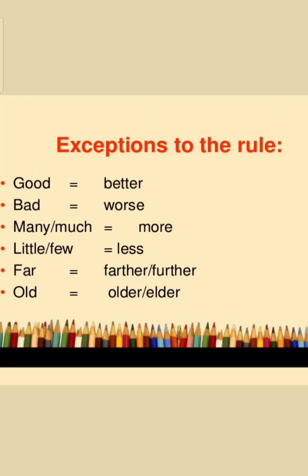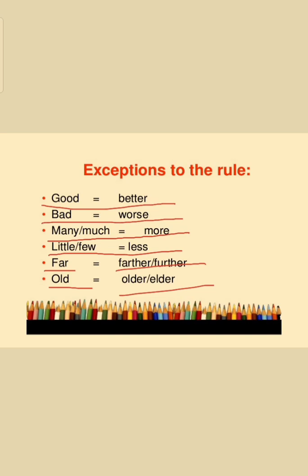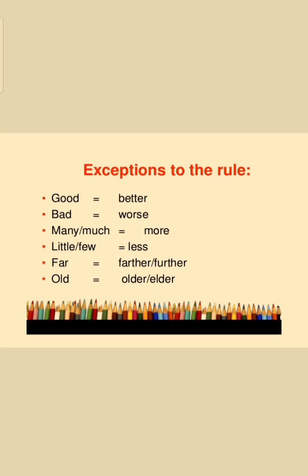However, there are some exceptions. এই words কেইটাই কোনো rules follow নকৰে, exception হয়. So they are out of the rules: good, better; bad, worse; many, much, more; little, few, less; far, farther; old, older. So these words don't follow any degree of comparison rules. যিকেইটা ৰুল মই অকণমান আগতে কৈ আছিলোঁ, সেইকেইটা ফ'ল' নকৰে, এক্সেপশ্যন হয় এইকেইটা.